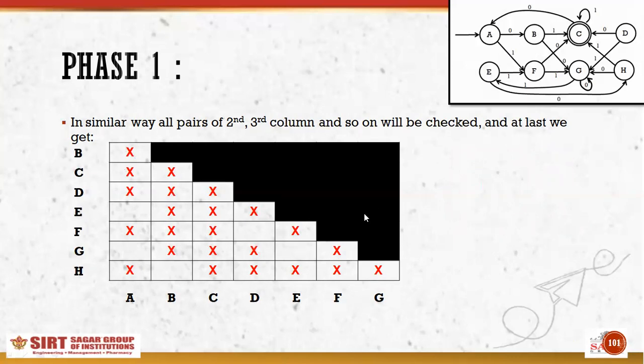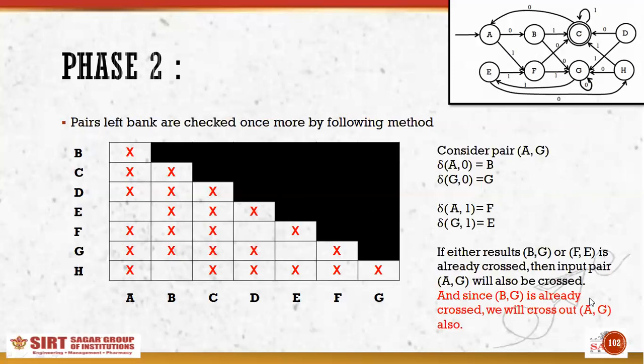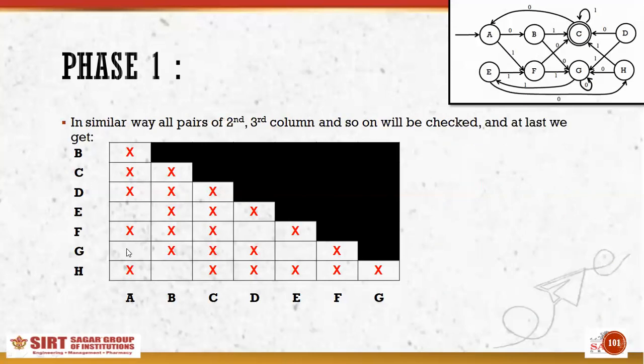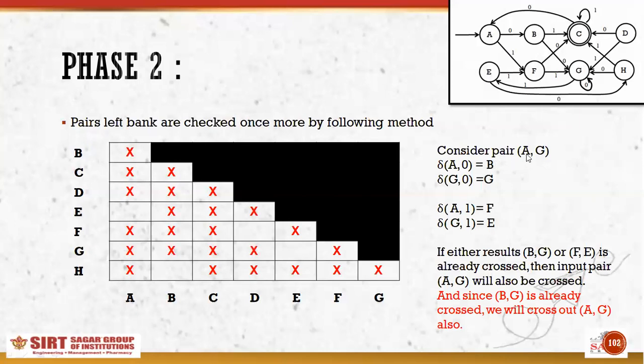Now in phase 2, we have to check these empty pairs once again. Let me explain how. As you can see, AG is the first blank pair here. That means a cross mark is not there. So I will check in phase 2 whether it is possible to mark a cross here or not. I will consider pair AG and provide both 0 and 1 input alphabets to it, and look at its answers, BG and FE.